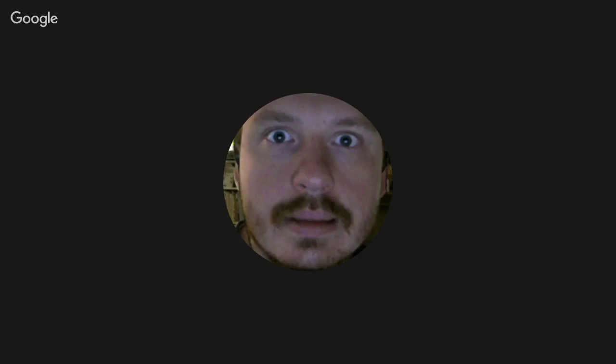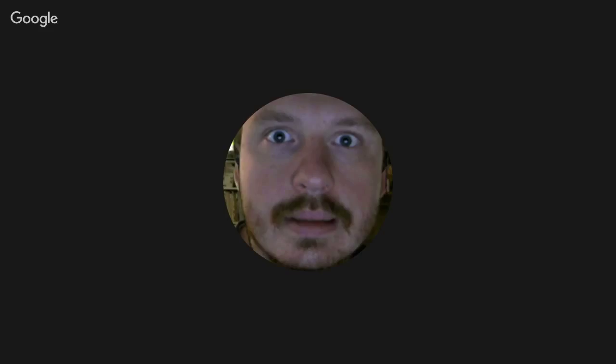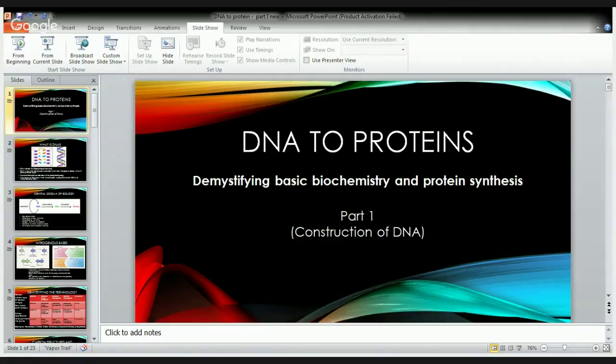Demystifying basic biochemistry and protein synthesis. What I wanted to do was start out with basically, what is DNA, and this is for somebody who has no idea what any of this stuff is. It's the building block, right? But do you know what these are, and these are, and this is?